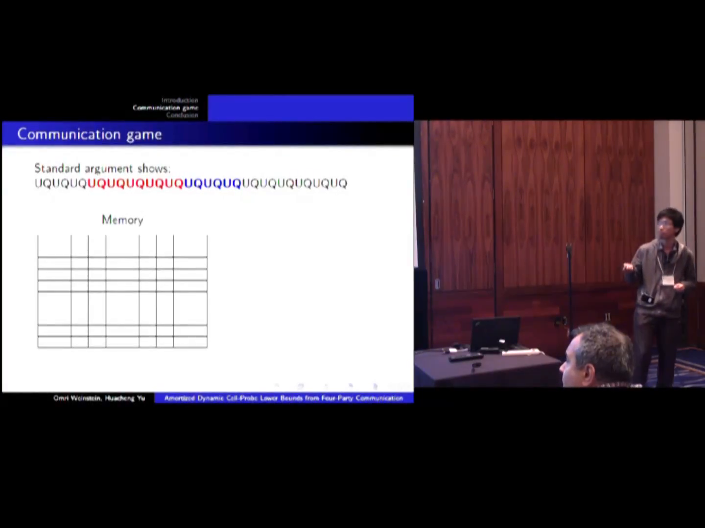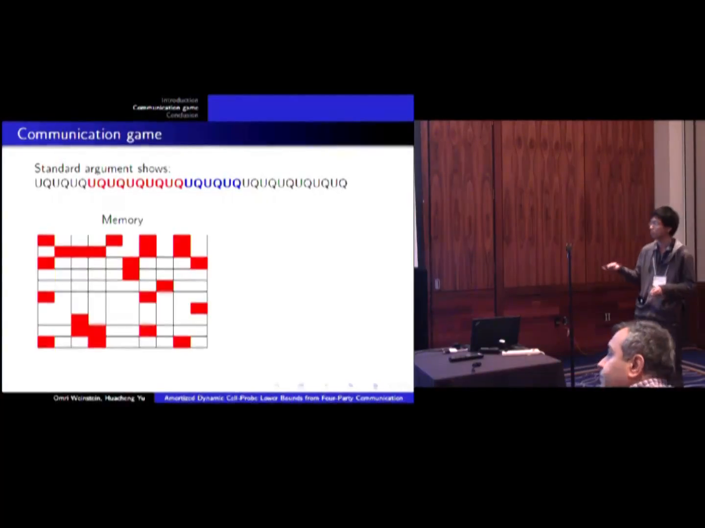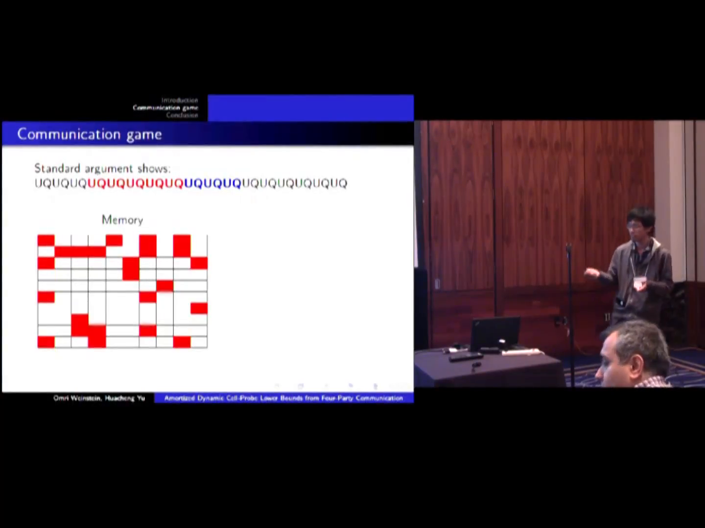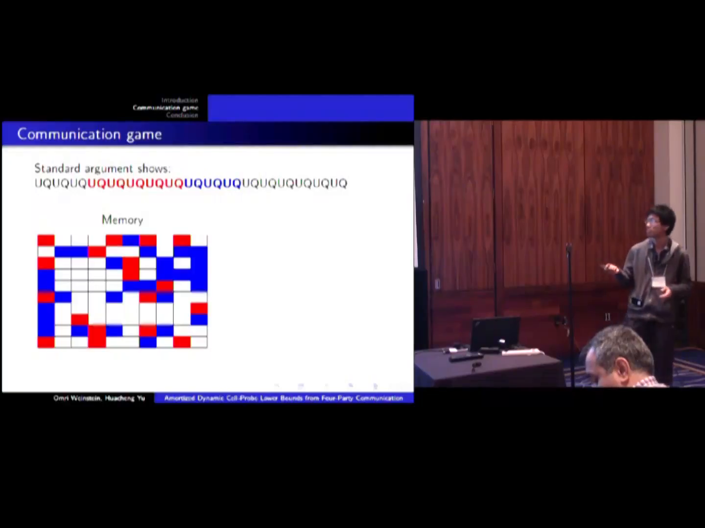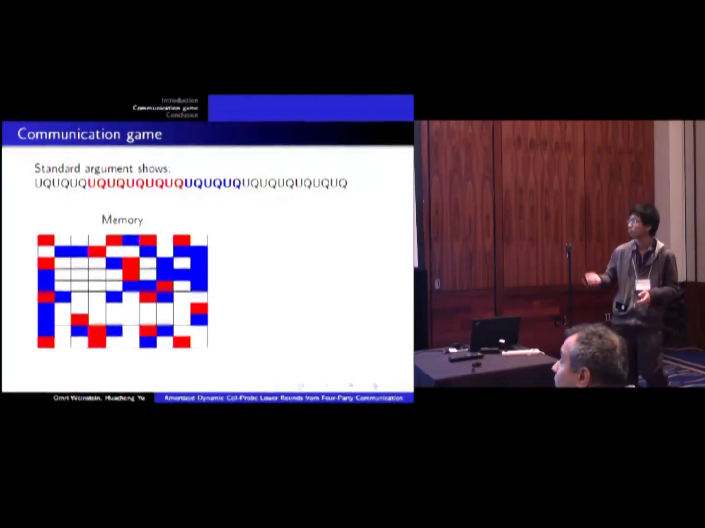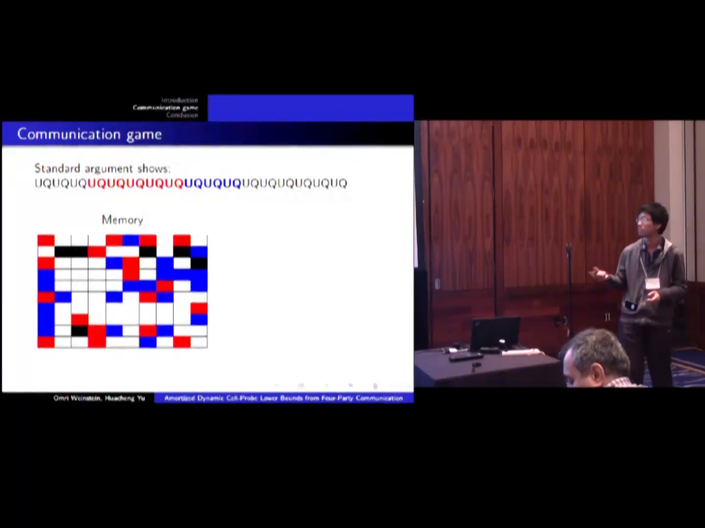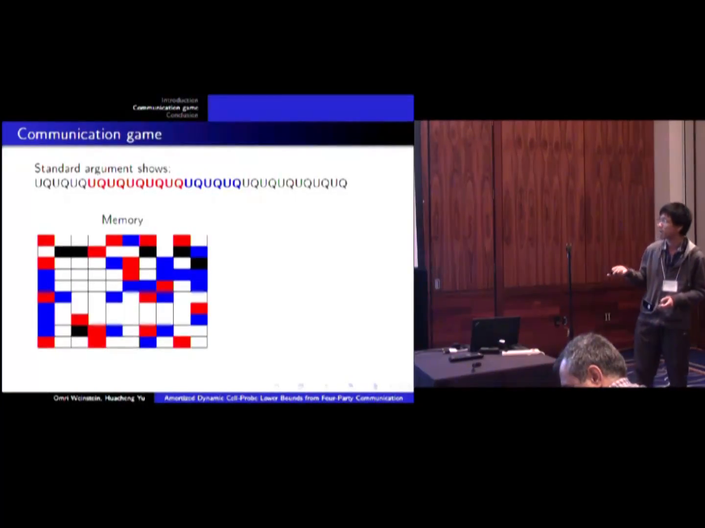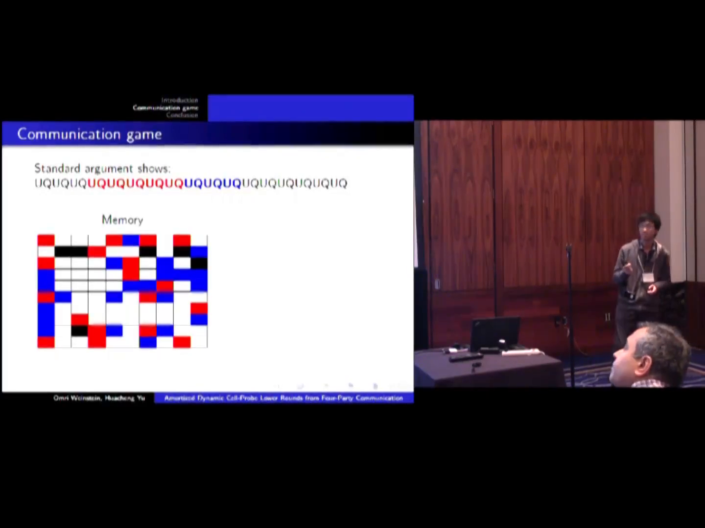So during this first red interval, the data structure may access some of the memory cells. Let's say it accesses these red memory cells. And then if we continue simulating it, then during the blue interval, it may access a possibly different subset of memory cells. Let's say there are these blue memory cells. And of course, it's completely possible that some of the memory cells are accessed by the data structure during both of the intervals. So let's color them black in this case.